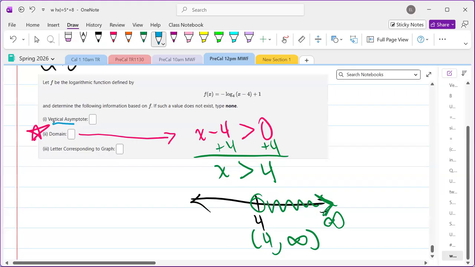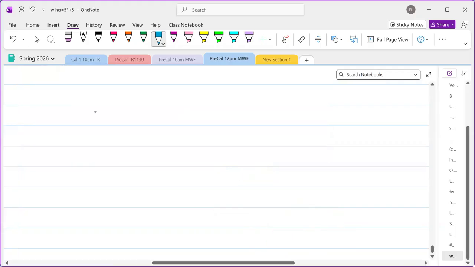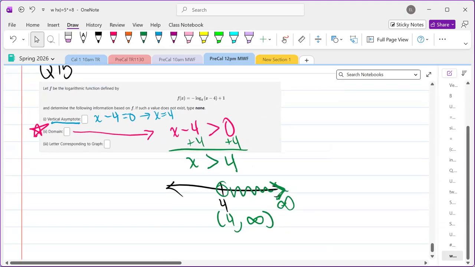Now, when it asks for the vertical asymptote, we get that by setting what's inside the logarithm equal to 0, or taking the boundary number from our domain. So the vertical asymptote is x equals 4.